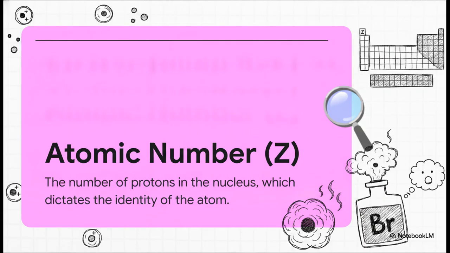Oh, and a fun fact to keep things interesting: a lot of these element names actually tell a story. For instance, bromine takes its name from the Greek word for stench because of its incredibly strong-smelling vapor. So next time you see Br on the table, just think stinky.